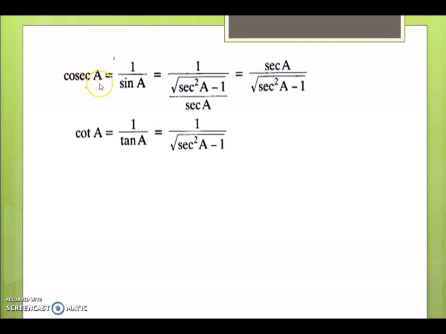So now we will see cosec A, how you can write it in terms of sec A. Cosec is the reciprocal of sin, 1 by sin A. Now sin we have already evaluated, so just take the reciprocal of that. So it will be sec A by the square root of sec square A minus 1. And cot A is the reciprocal of tan A. Tan A also we have already evaluated. So just take the reciprocal of that. So it will be 1 by the square root of sec square A minus 1.